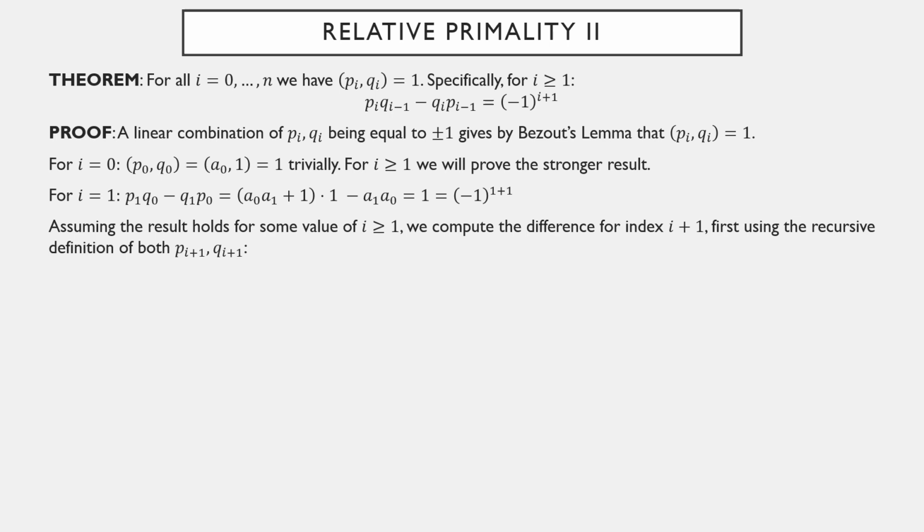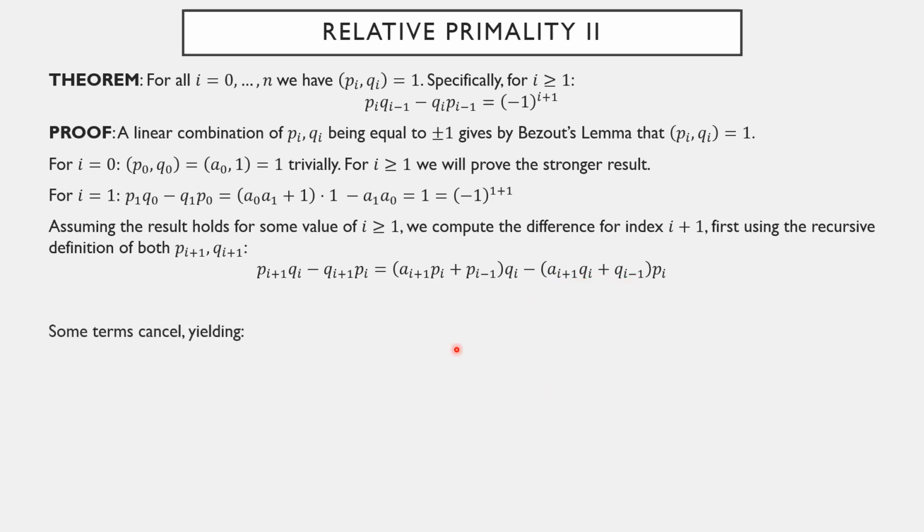So now let's assume that the result holds for some value of i. We're going to compute the difference for the next index, first using the recursive definition of both p_{i+1} and q_{i+1}. So p_{i+1} q_i minus q_{i+1} p_i. We use the recursive definition to say that p_{i+1} is a_{i+1} p_i plus p_{i-1}, and q_{i+1} is a_{i+1} q_i plus q_{i-1}.